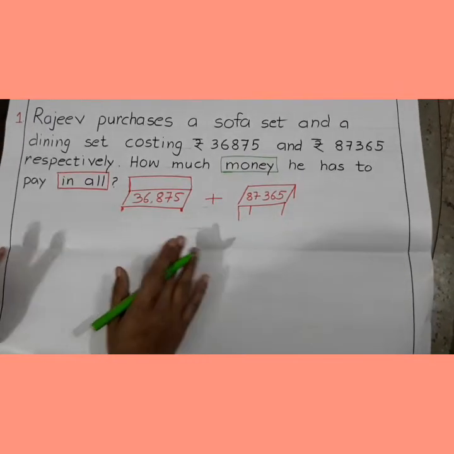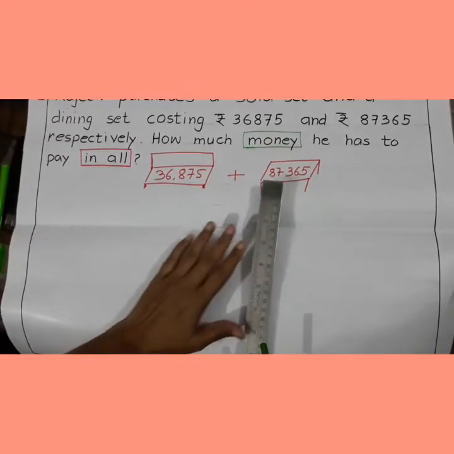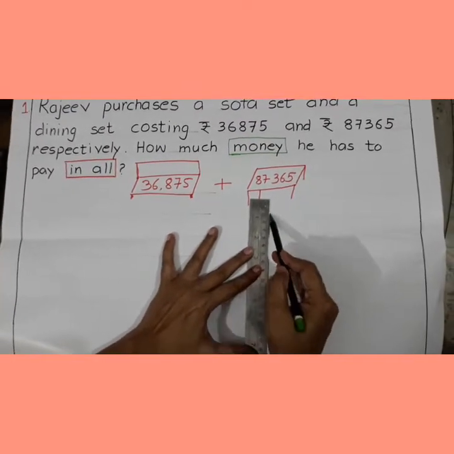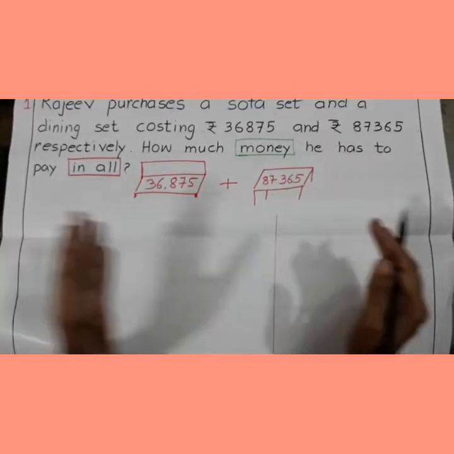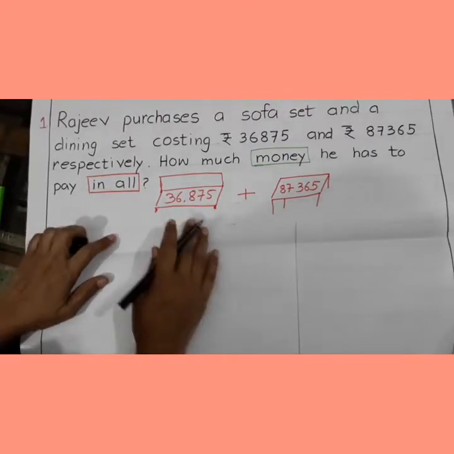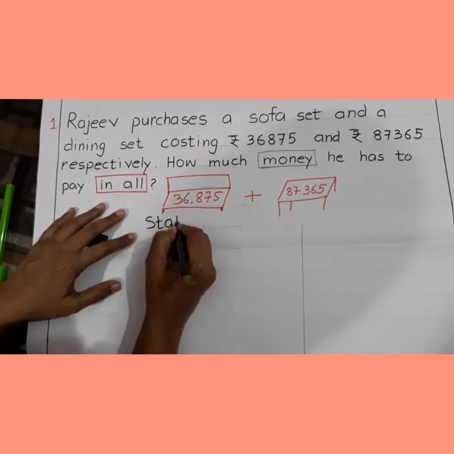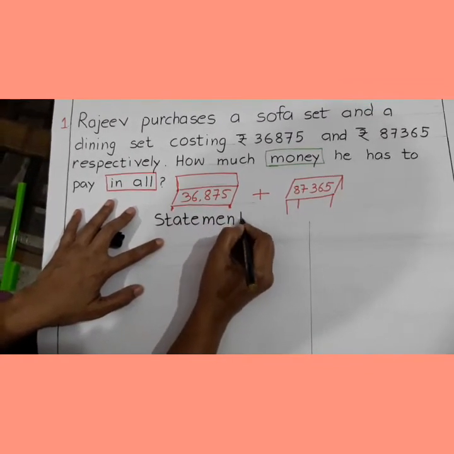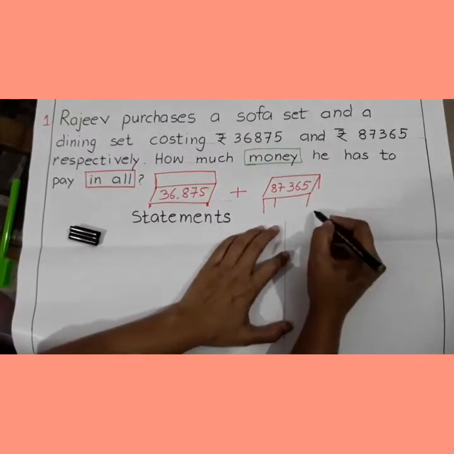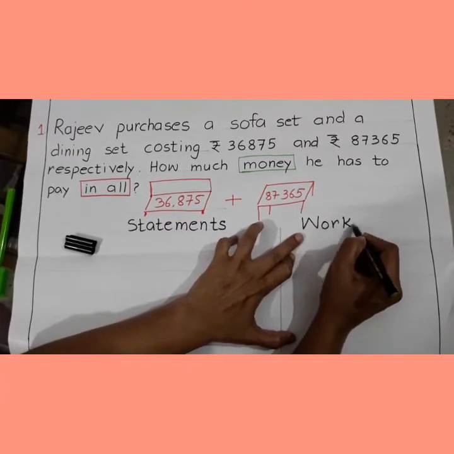Now, how to go about writing this in the copy? Remember, you have to divide your copy into two parts. Alright? One part is going to be broad and the other is going to be a narrower part. Alright? And the broader part, you are going to write the statements. And the second column, the narrow part, you are going to write the working. That's the heading that you are supposed to write.